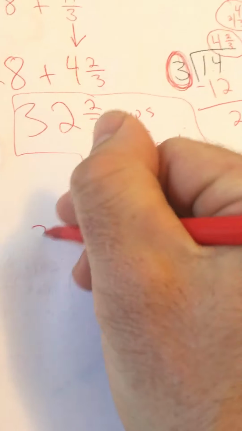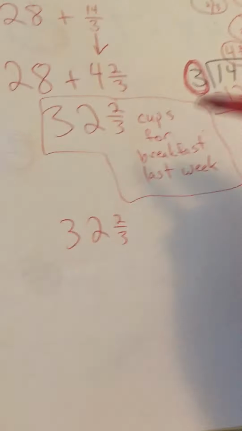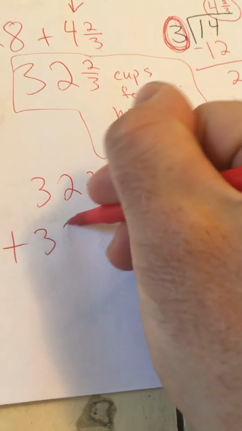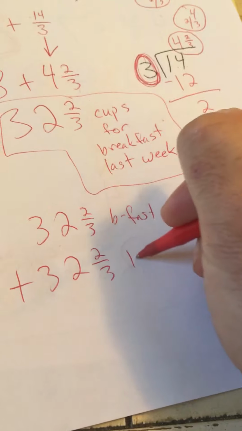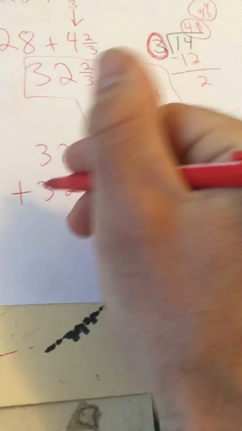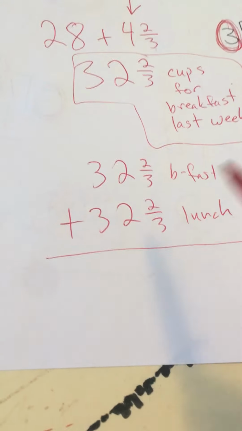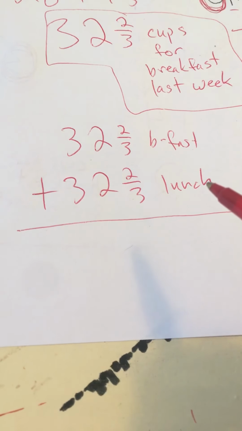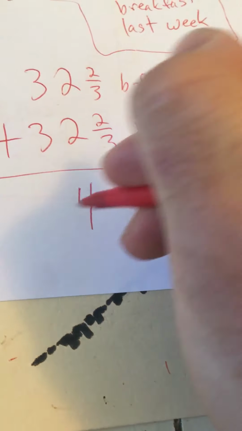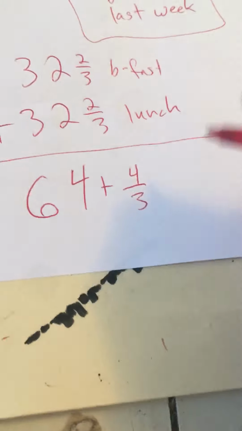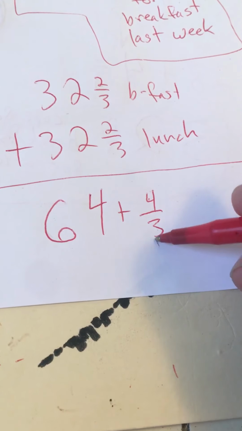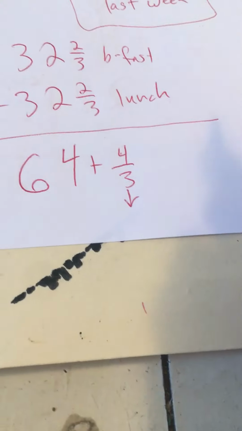So if we do that, 32 2/3 for breakfast, plus 32 2/3 for lunch. If we add those together, that'll be the total number of cups that he drank for the week. So 32 plus 32 is 64. 2/3 plus 2/3 is 4/3. And 4/3 is an improper fraction, so 4 divided by 3.